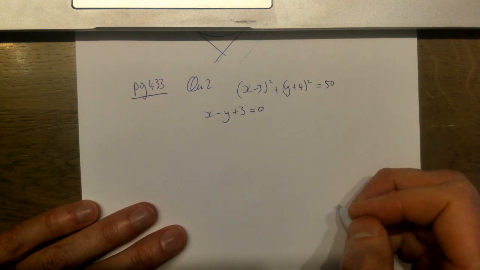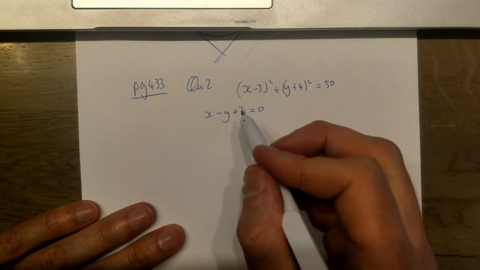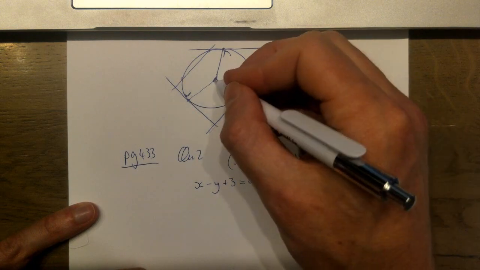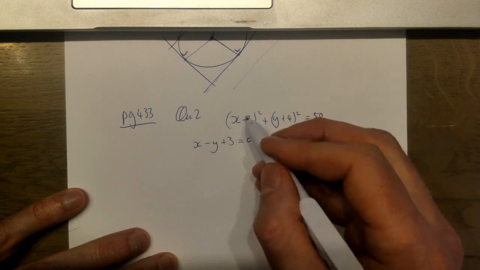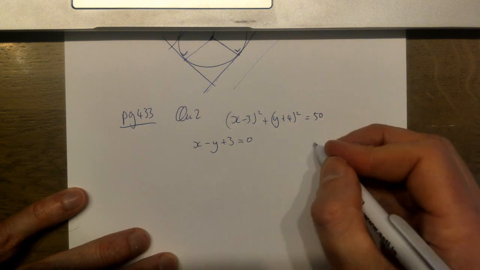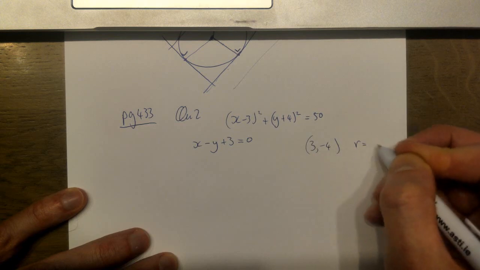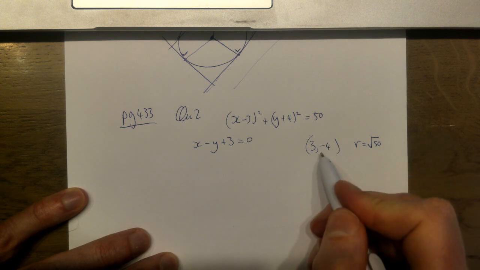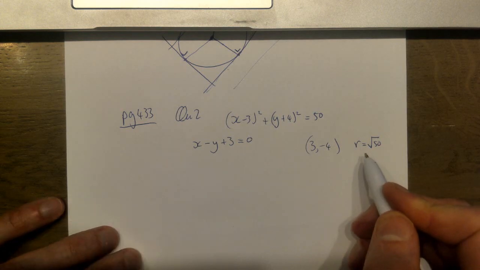Okay? So to show it's a tangent, we need to show the distance from that line to the center of the circle is the radius, which is given here, isn't it? Because we know the center of the circle is 3, minus 4, and the radius is equal to square root of 50. So we must show that the distance from 3, minus 4 to that line is square root 50.